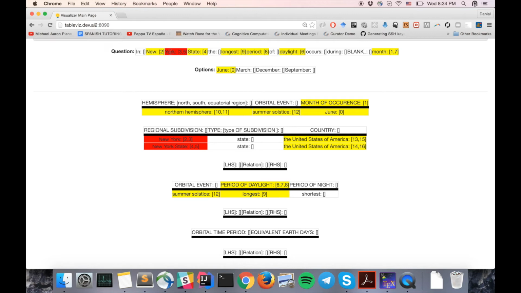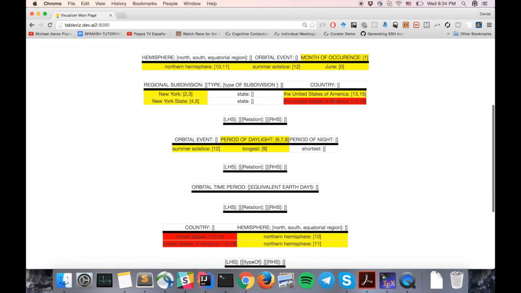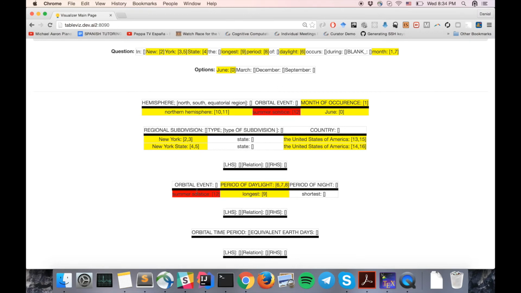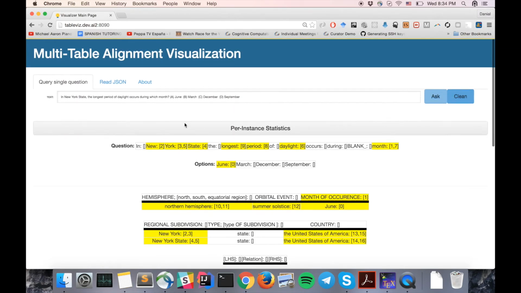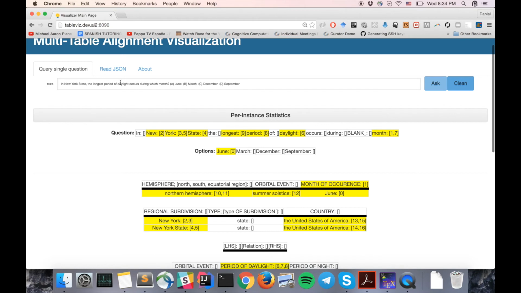New York in the question is aligned with the cells of the table which contains New York. New York is located in the United States. We are looking for the longest day duration, which happens during summer solstice, which happens in June in the northern hemisphere. Okay, cool. Now let's change the question a bit.